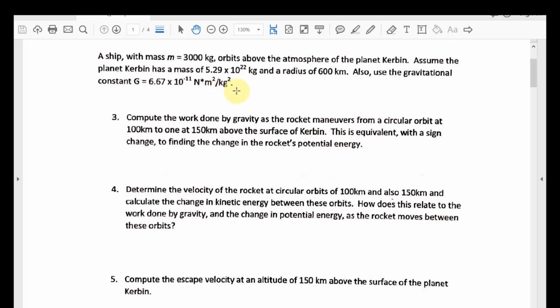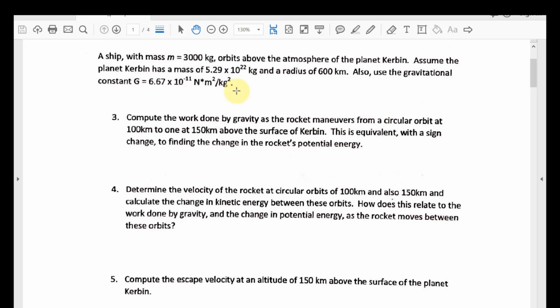per kilogram squared. So question number three in the homework is, compute the work done by gravity as the rocket maneuvers from a circular orbit at 100 kilometers to one at 150 kilometers above the surface of Kerbin. This is equivalent, with a sign change, to finding the change in the rocket's potential energy.